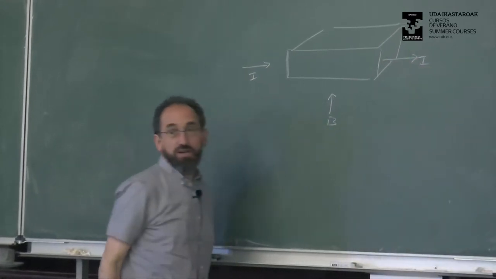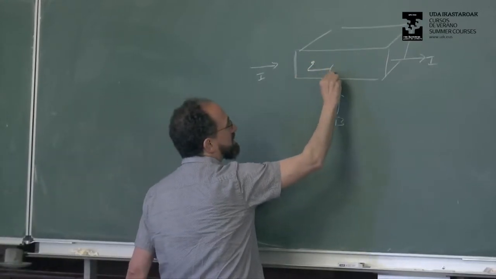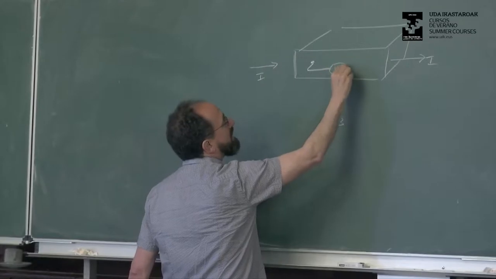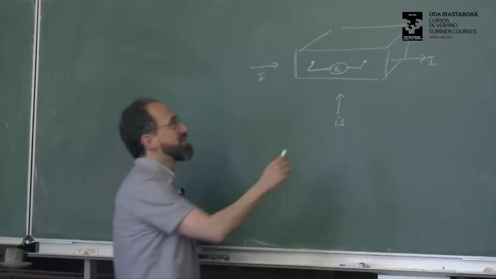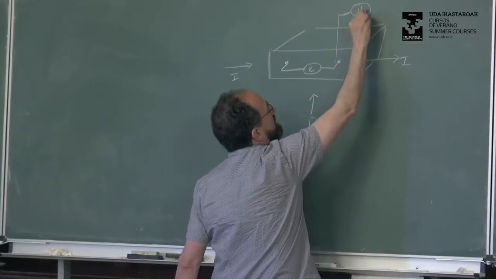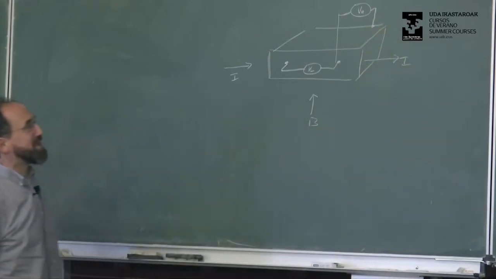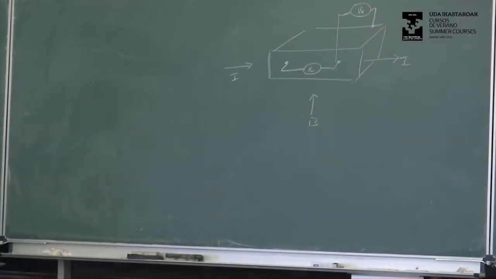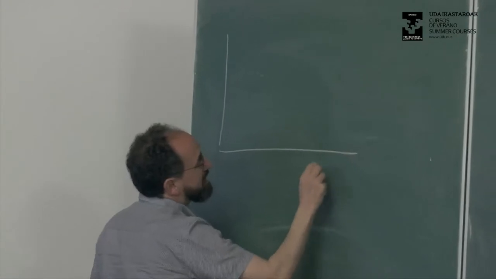And then he can measure two voltages. There is a longitudinal voltage, V sub L, like this, in the same direction as the current, and then there is a Hall voltage, which is now called Hall voltage after Edwin Hall, in the direction perpendicular to the current. And what Edwin Hall measured looks kind of like this, the magnetic field.